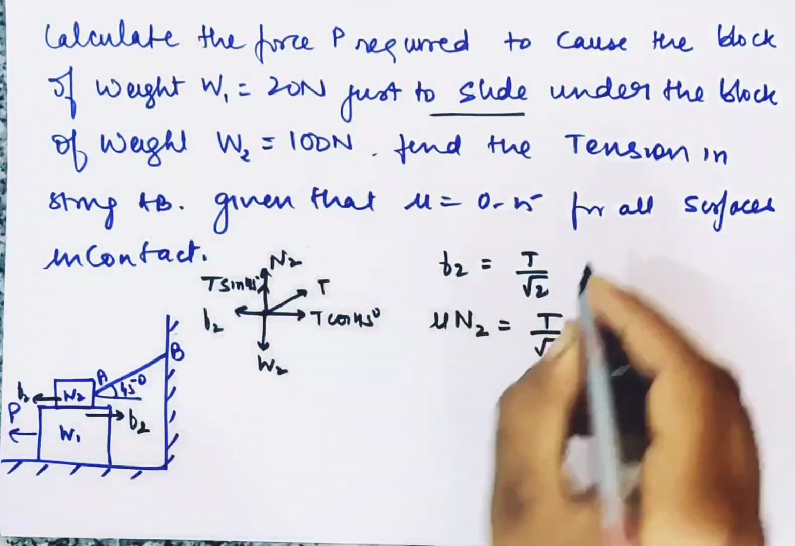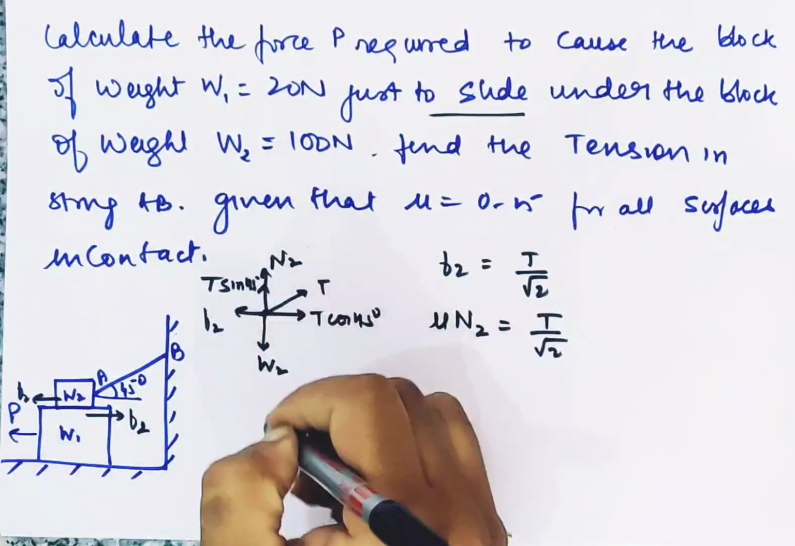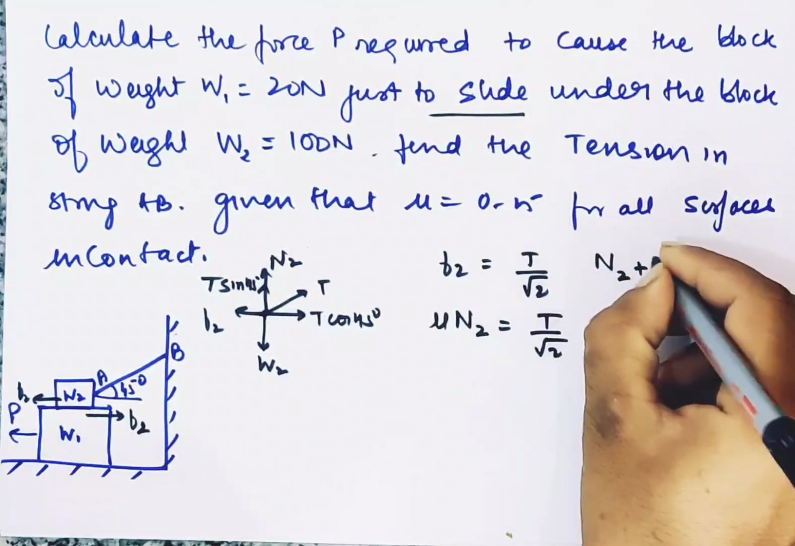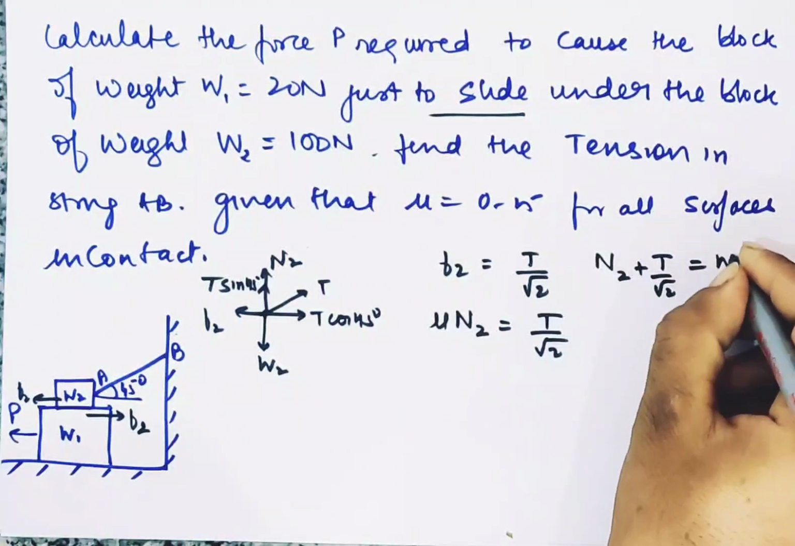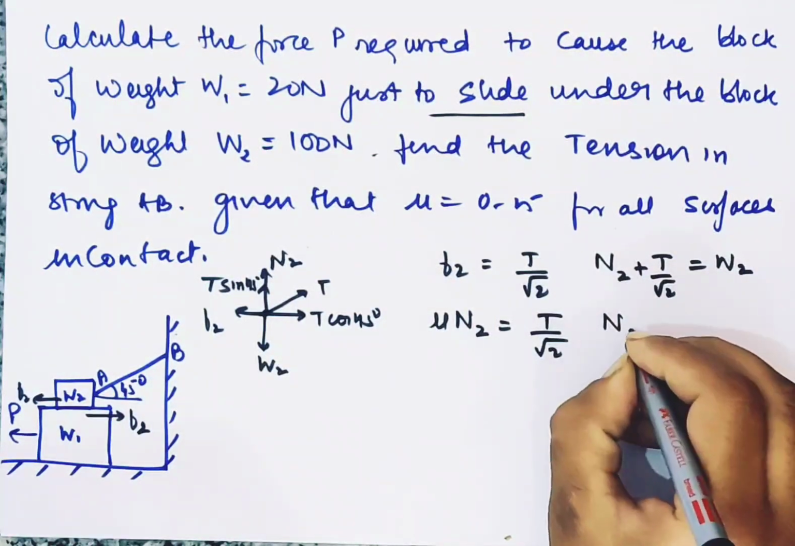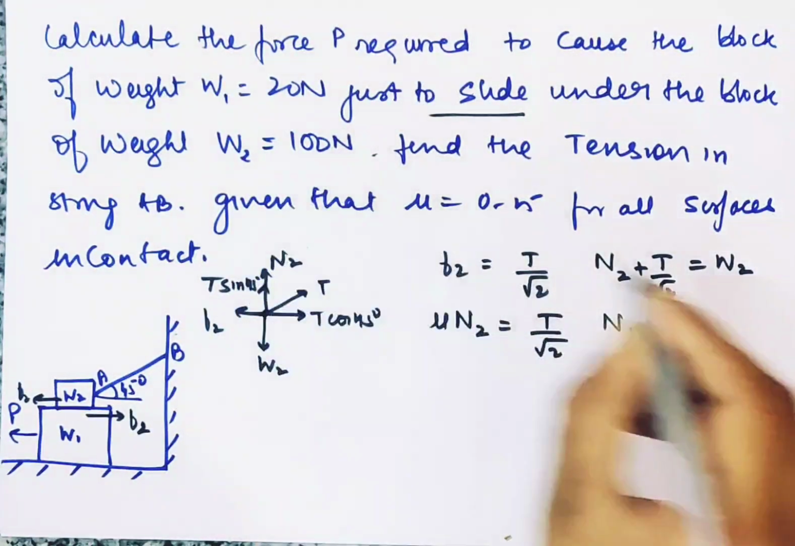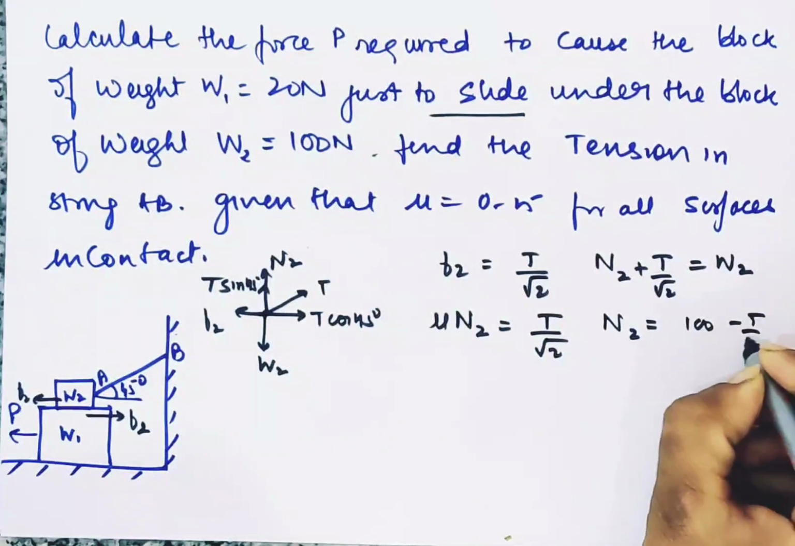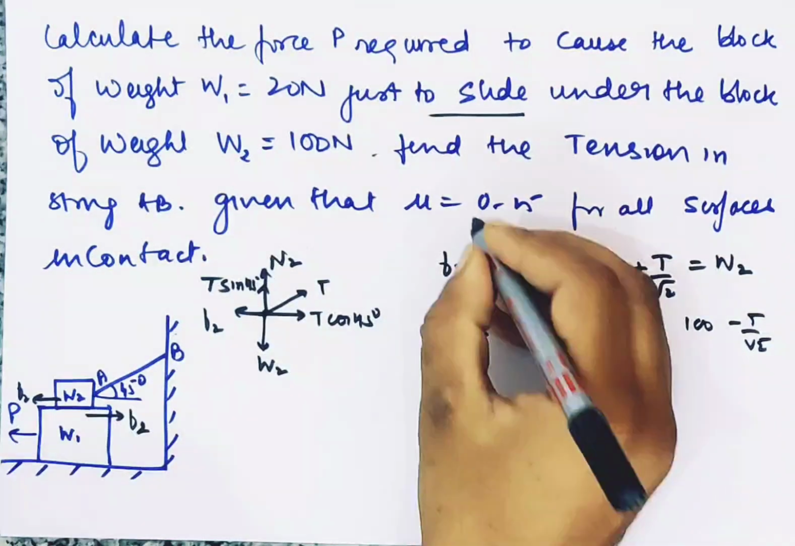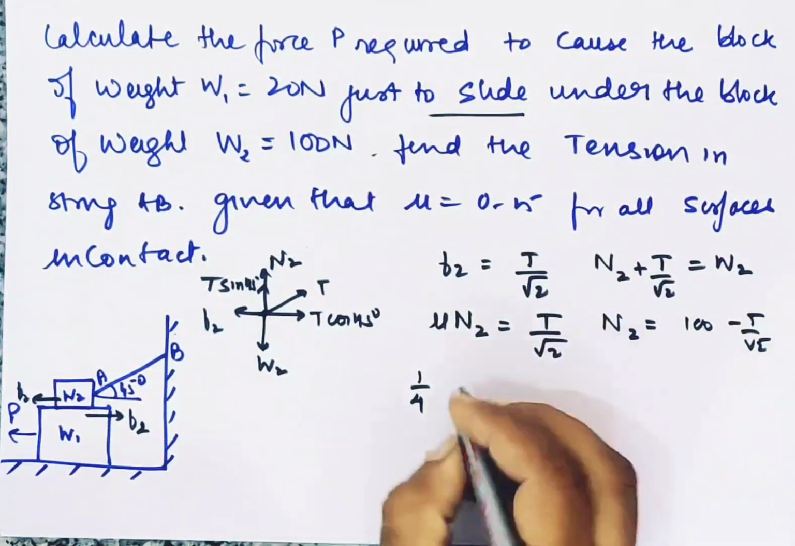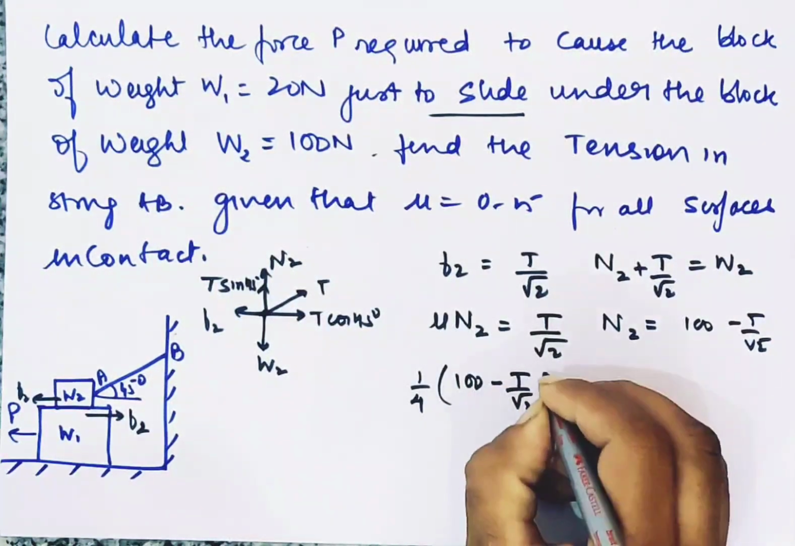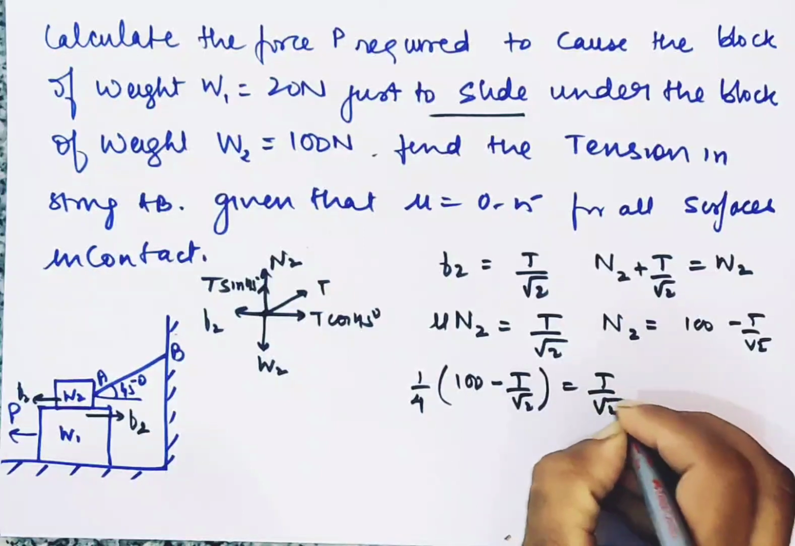Now we have to find out N2, so we can also balance the equations in the vertical direction, that we can write N2 plus T by root 2 equals W2. So N2 is equal to W2, which is 100, minus T by root 2. So 0.25 I will write as 1 by 4 for easy calculation. Then (100 minus T upon root 2) over 4 is equal to T upon root 2.